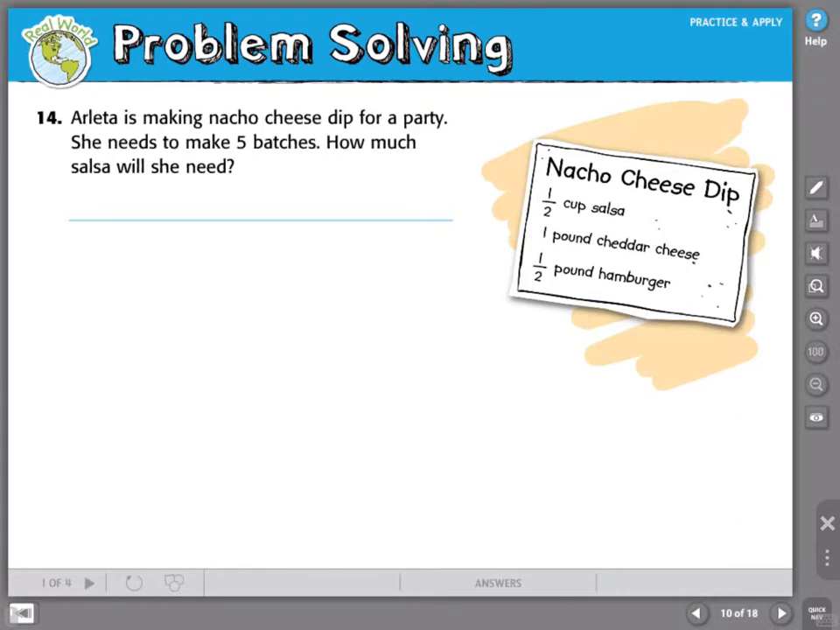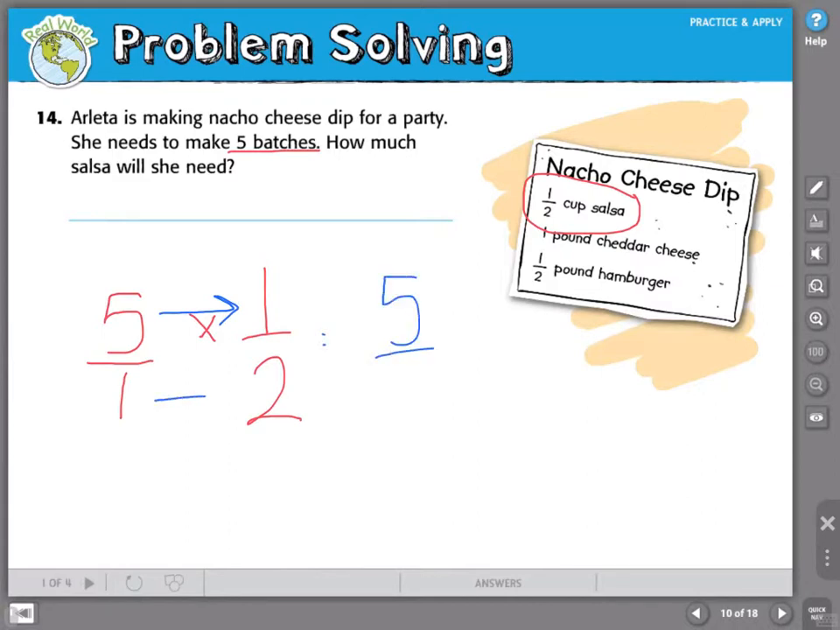Arletta is making nacho cheese dip for a party. She needs to make 5 batches. How much salsa will she need? Well, I can tell right here she needs 1/2 cup of salsa for 1 batch, but she is going to make 5 batches. So I need to find 5 times 1/2. I'm going to save myself a step by writing 5 as a fraction. Then I can simply multiply my numerators. 5 times 1 is 5. Multiply my denominators. 1 times 2 is 2.